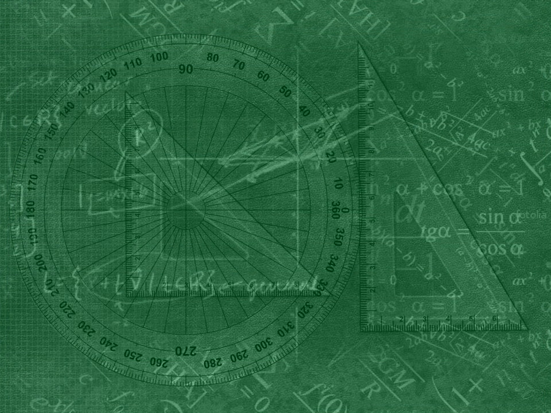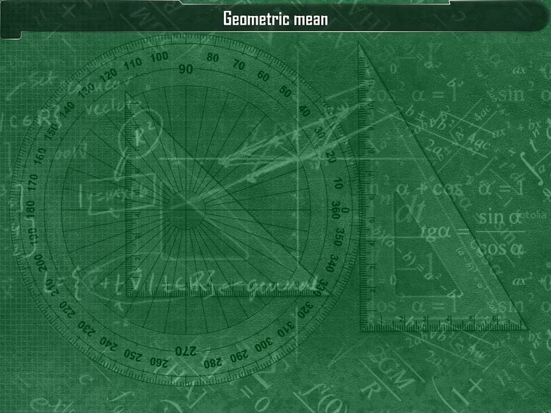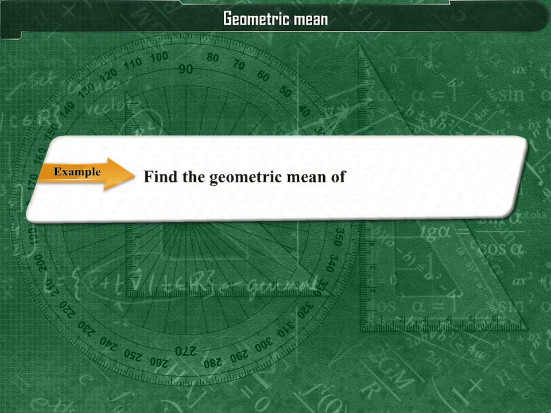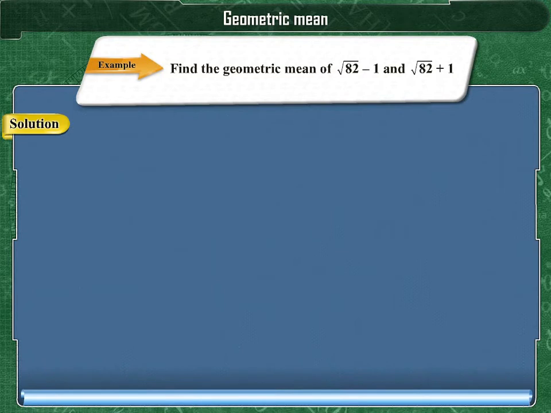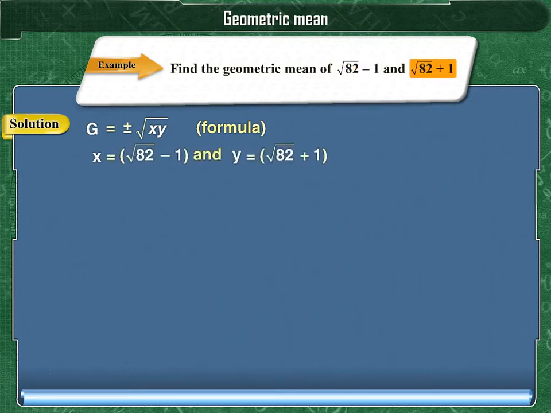Let us now solve an example by using the formula for geometric mean. Find the geometric mean of square root of 82 minus 1 and square root of 82 plus 1. What is the formula we have learned to find the geometric mean? G is plus minus square root of xy. What is the value of x and y given here? X is square root of 82 minus 1 and y is square root of 82 plus 1.